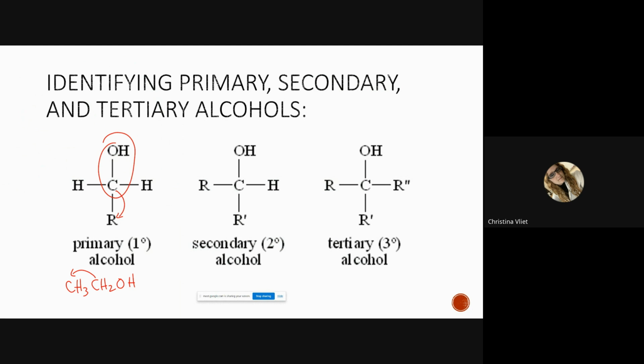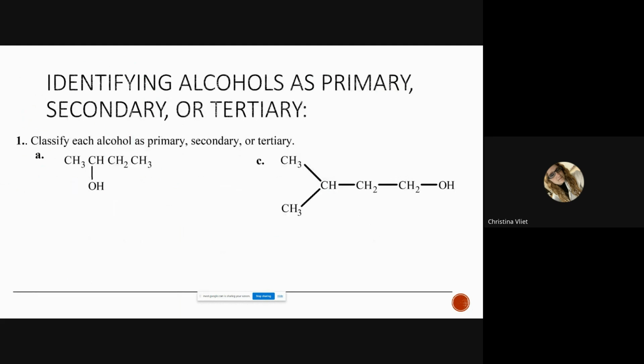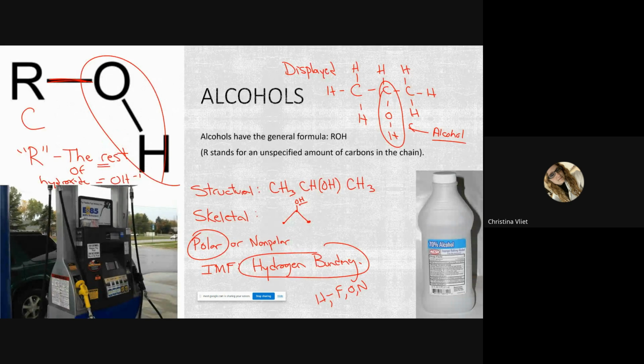So the one we drew before is a secondary carbon. Secondary means that the OH is connected to a carbon that is connected to two carbons. The one that we drew here is considered secondary because the carbon that has the alcohol on it is connected to two carbons directly. So we call that secondary. So primary means one carbon, secondary means two carbons, and tertiary would mean three.